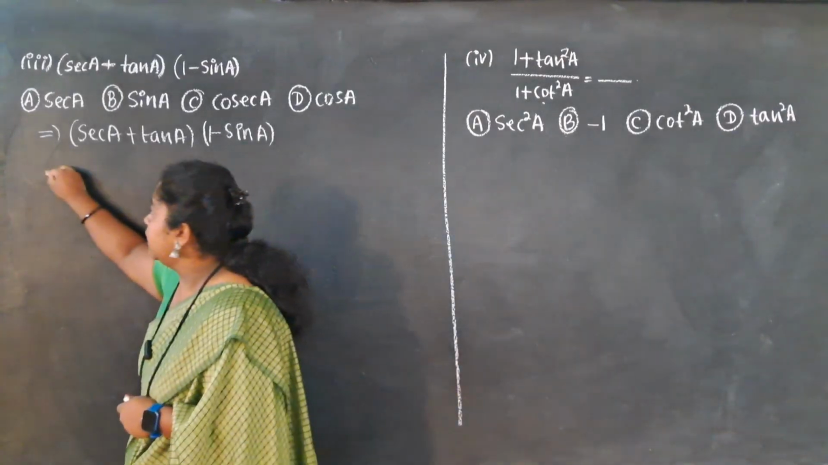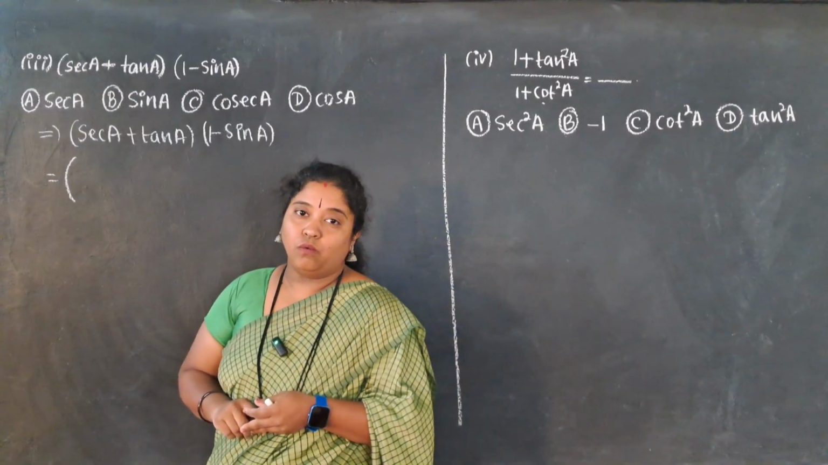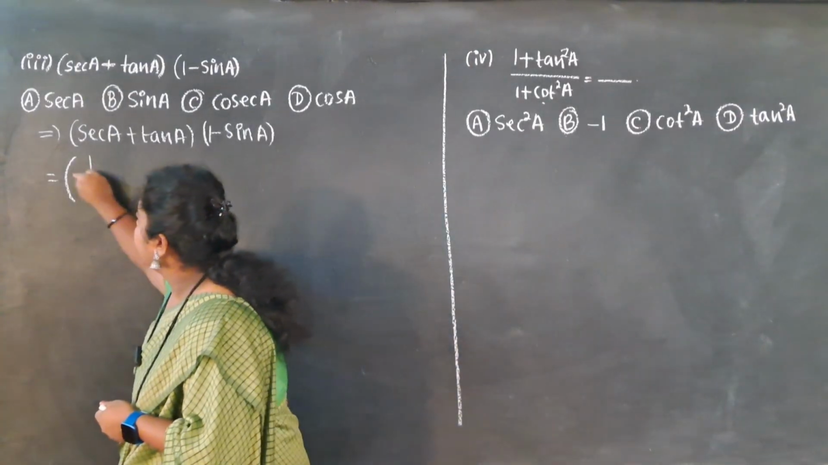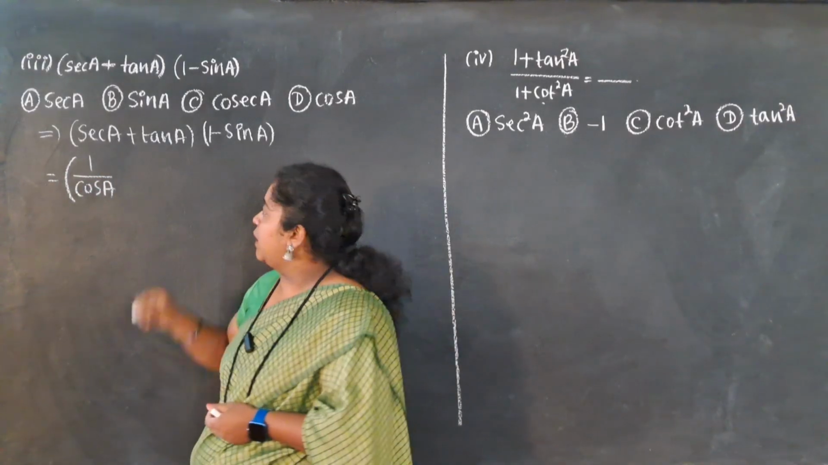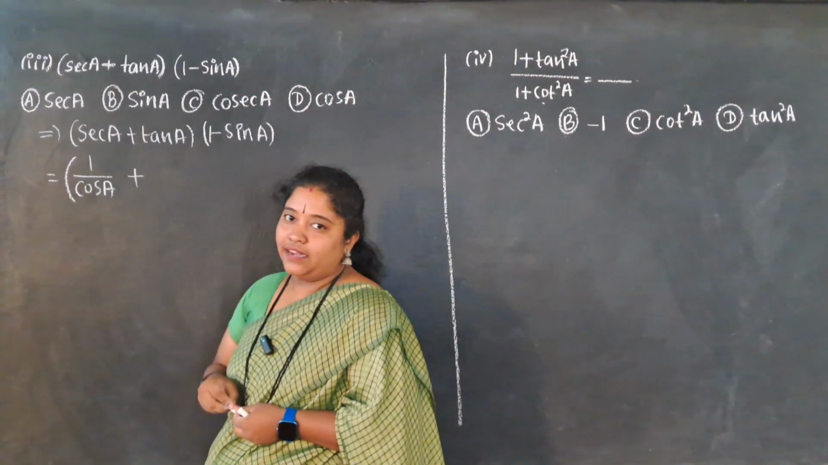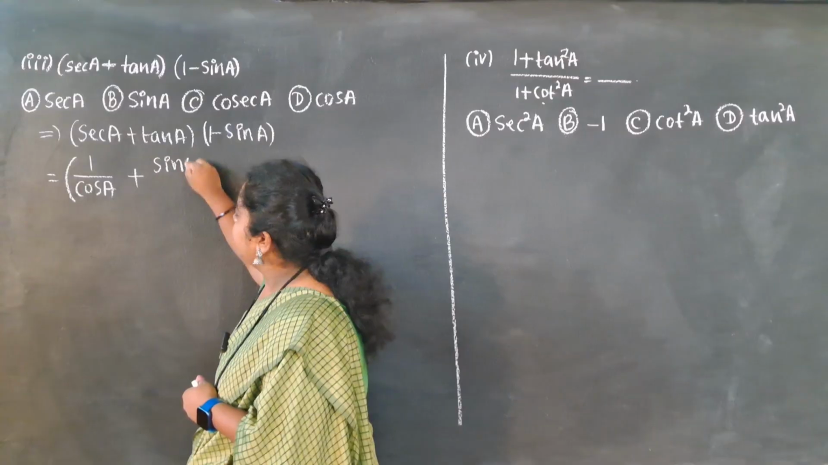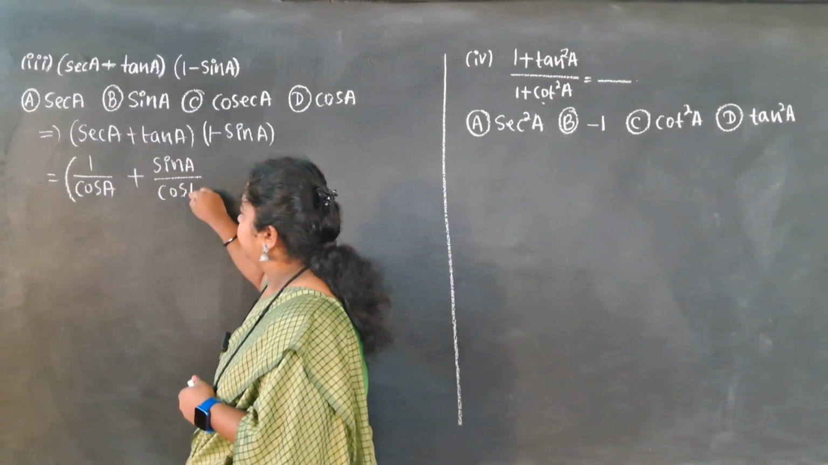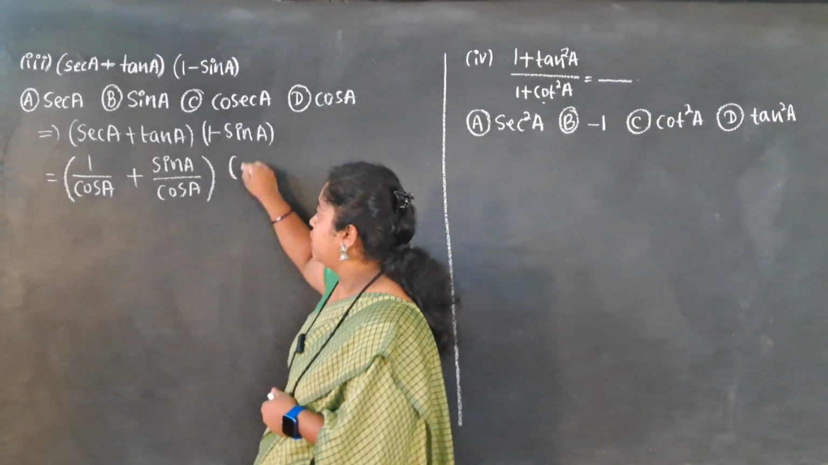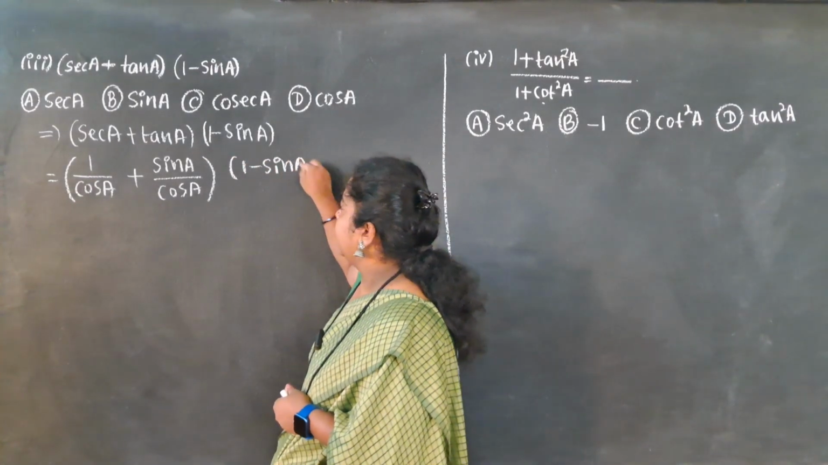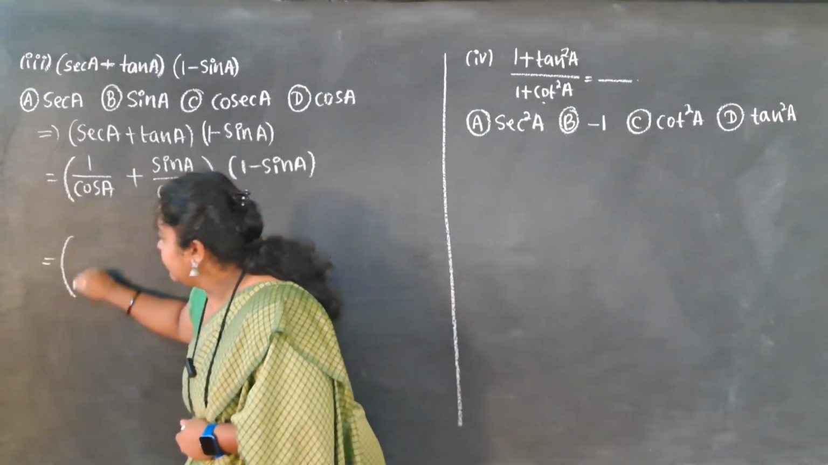Now see here, sec A. Sec is directly reciprocal to whom? Cos. So sec A can be written as 1 by cos A, plus, you know the tan relation to sin and cos, tan can be written as sin A divided by cos A. And here we just have 1 minus sin A, nothing else. So we'll take the LCM of this part. What is the LCM, dear?